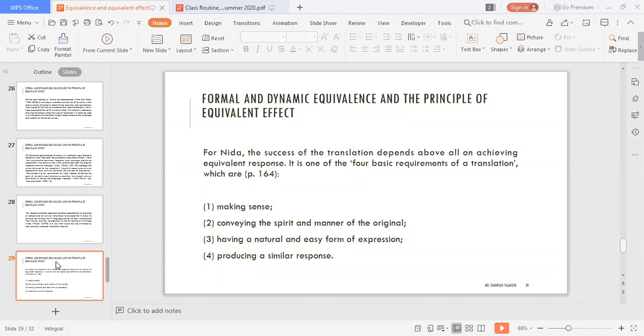Similar response means the response that we have in the source text, that is in English, we should have the same response, or at least very close to that response. We must have that response also in the target text, that is in Bangla. You understand these four requirements of translation, right? So next time if I ask you, what are the four requirements of translation according to Nida, then you have to tell me. Okay? Okay, sir. Understood? Yes, sir.